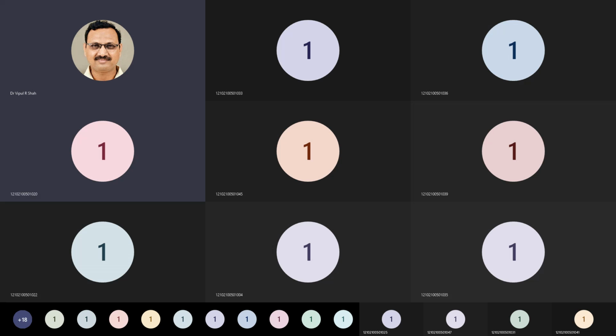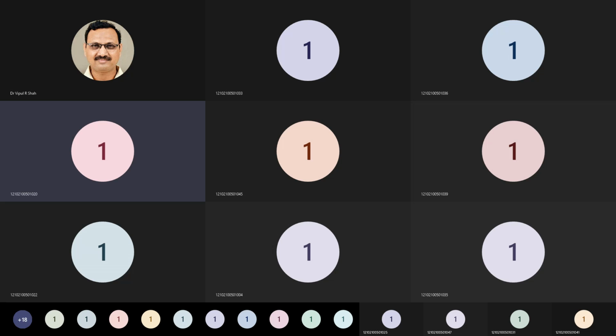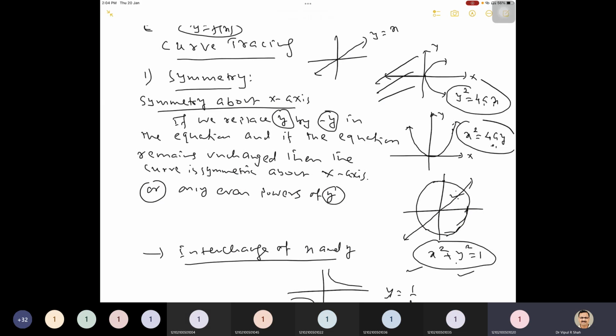Now, curve tracing. Okay, let us try to understand. In curve tracing, you are given some equation and you want to trace the curve. Now see, the first point that we need to consider is nothing but the symmetry.